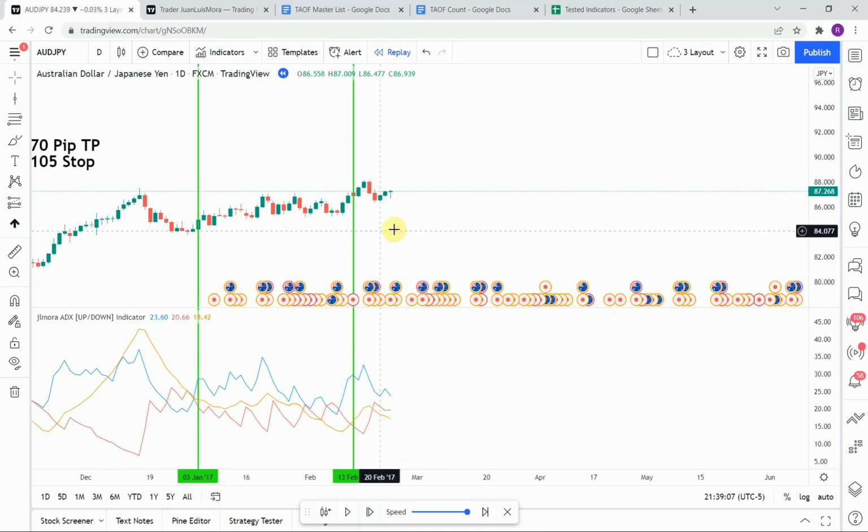Alright, then the second signal that we pick up is also a long signal right here. You see that we get a cross right here of the red up above the blue, but the ADX is below both the lines. And so we ignore that one.